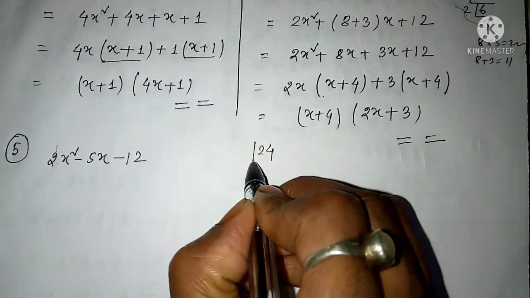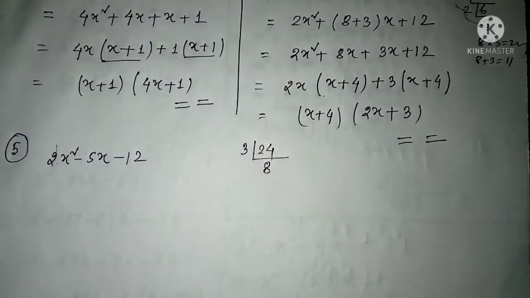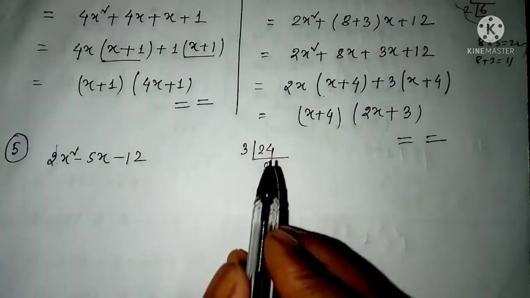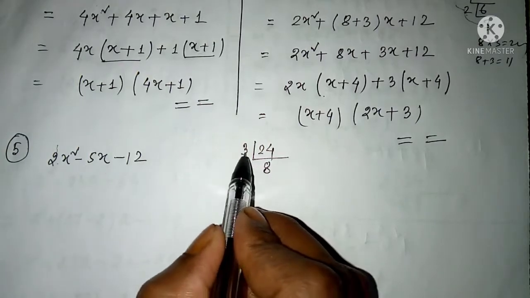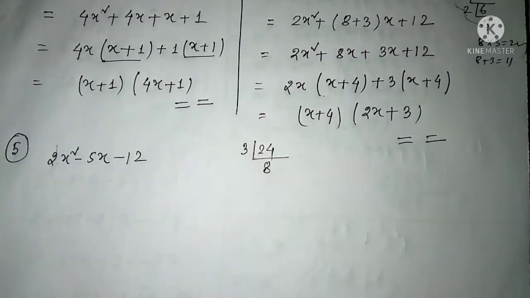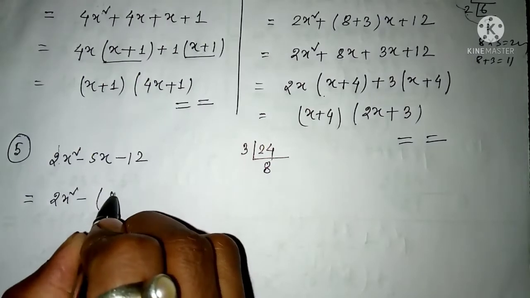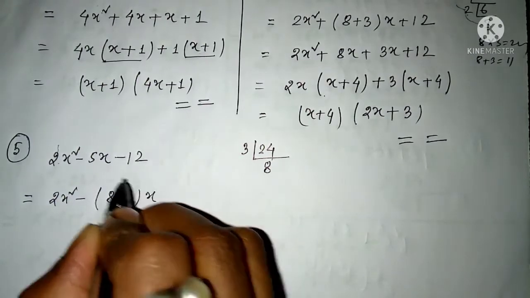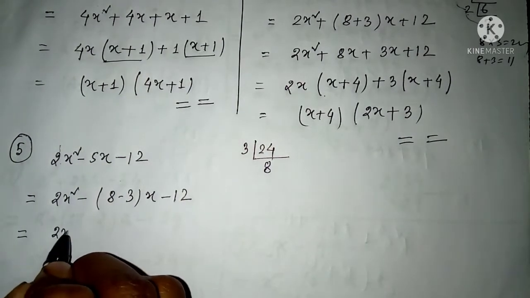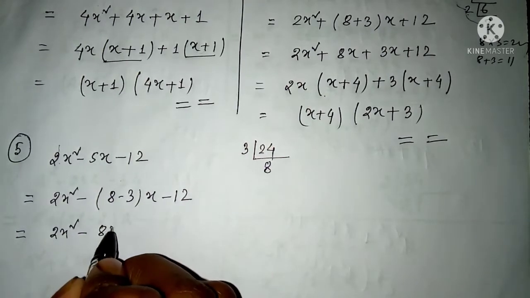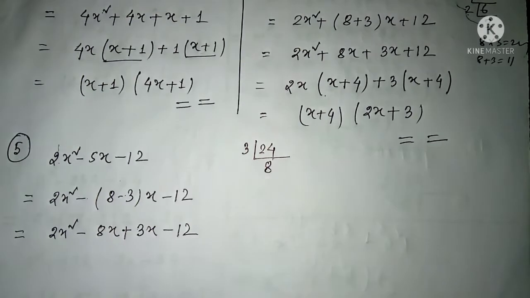Then very simple here, I know this, 3 divides 24 how many times? 8 times. You can divide it by 2 also, but I am not dividing. Then see here, 3 into 8, that is 24. 8 minus 3 how much? 5. That means these two factors satisfy both the conditions. Now you write here, 2x square minus 8 minus 3, can I write, because 8 minus 3 is 5, then this x, then minus 12. Then that is 2x square minus 8 into x, that is 8x, minus into minus, that is plus, and 3 into x is 3x, and minus 12 as it is.